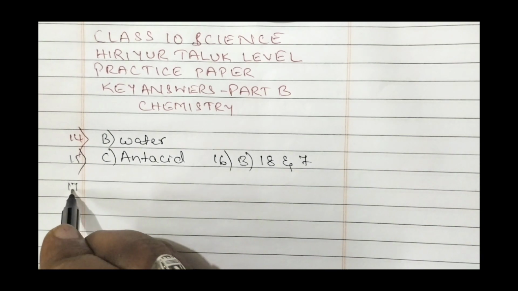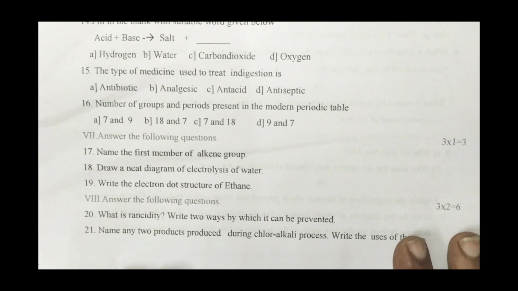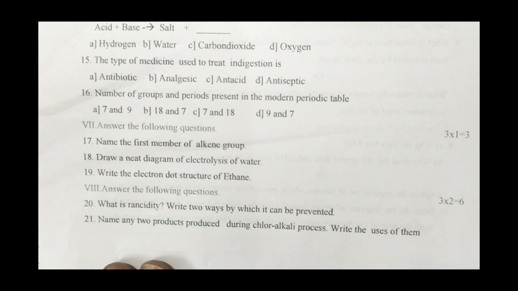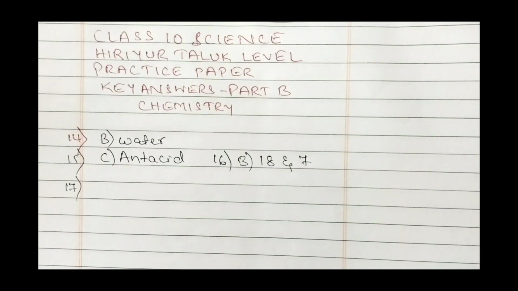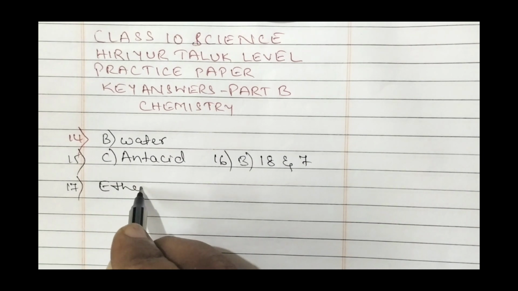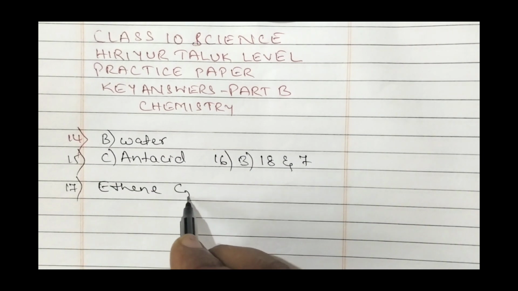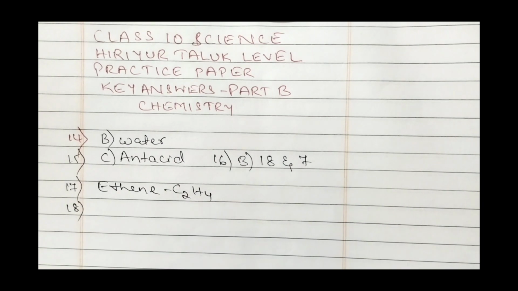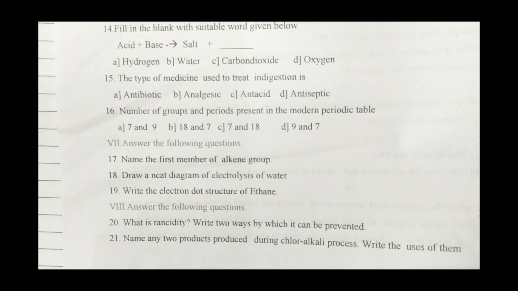So now let us move for question number 17. Name the first member of alkene group. The first member of the alkene group is ethene, C2H4 molecular formula.